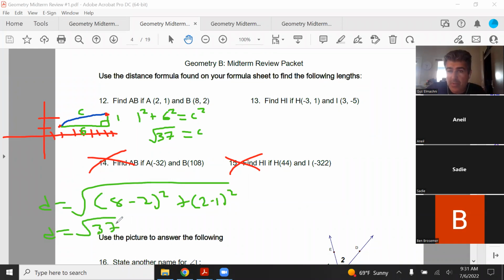You get 6 squared plus 1 squared, same thing. So either way, you could draw a picture, make a right triangle, do the Pythagorean theorem, or you could use the distance formula, which I did right below. It's up to you. So why don't you guys go ahead and try 13.